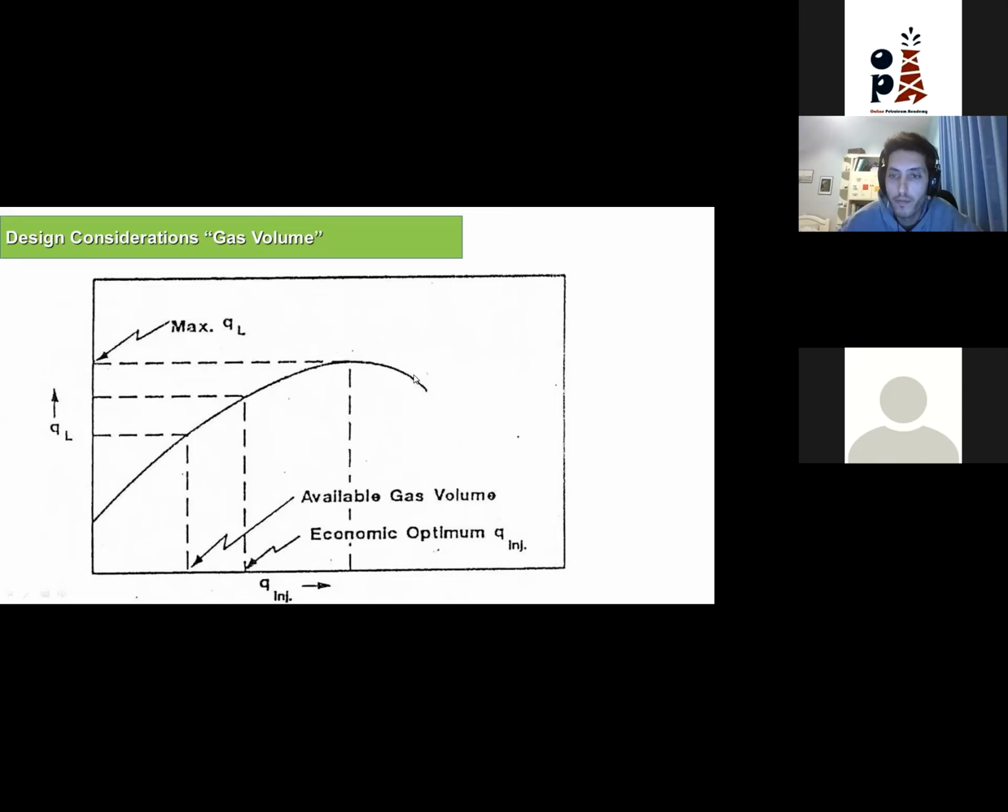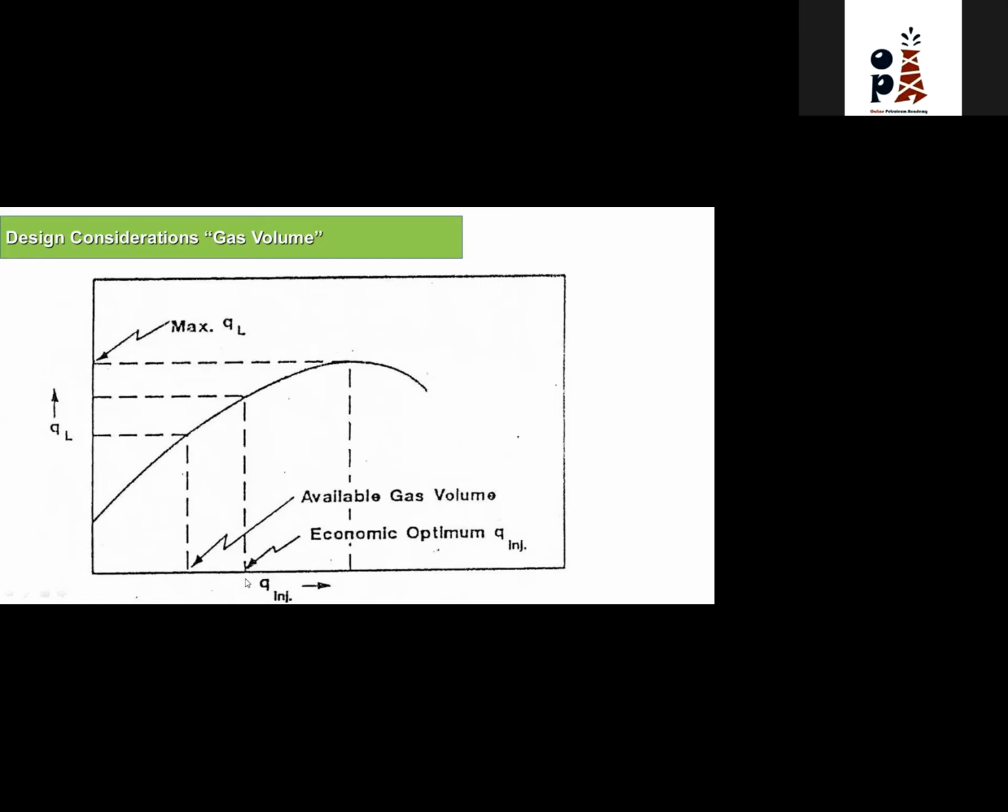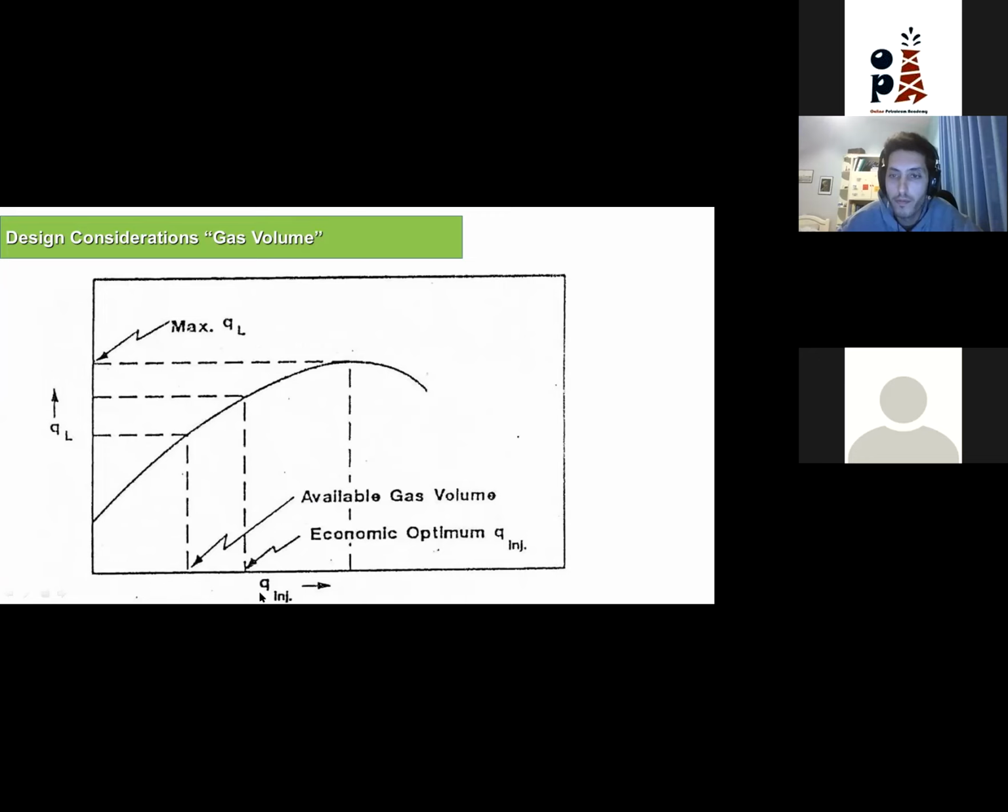So normally, which injection gas do I choose? Normally, I choose something like this, the economic optimum gas injection rate. It means I try to optimize. I try to use an injection gas that gives me the highest or nearest to the highest rate, because sometimes, for example, here the injection gas is 2, and there the injection gas is 4 or 5. But at the same time, the increase in fluid rate here is not that much.